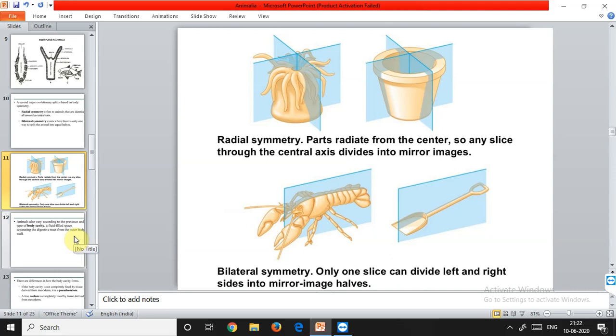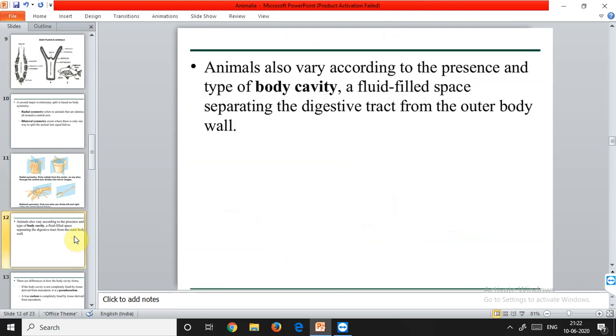After this we'll talk about the body cavity. So what is a body cavity? The body cavity is also called the coelom. Coelom is a fluid filled cavity that is present between the gut and the outer body wall. All other internal organs of the animal are suspended in the coelom, that is they are lying or hanging in the coelom. What is the main function of the coelom, we'll discuss.